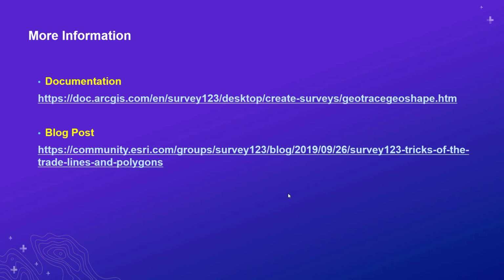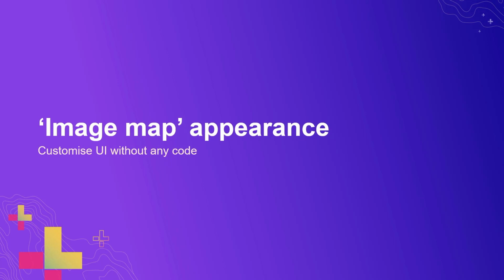More information on Geotrace and Geoshape question types can be found in the documentation and in a blog post at these links. This section is about using the image map appearance with select one and select multiple question types. I'll begin with some background information on using this appearance in Survey123 and then step through the process of creating a suitable SVG file and using it in your survey.